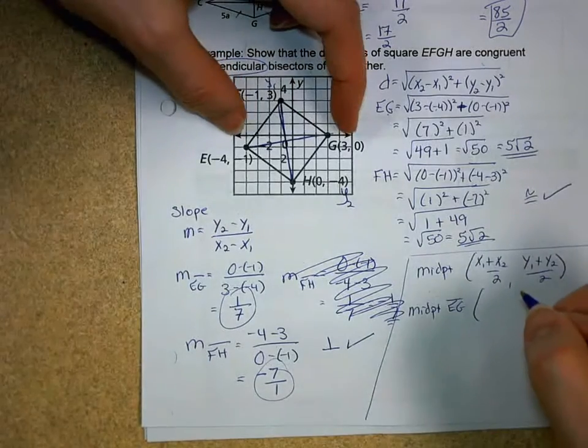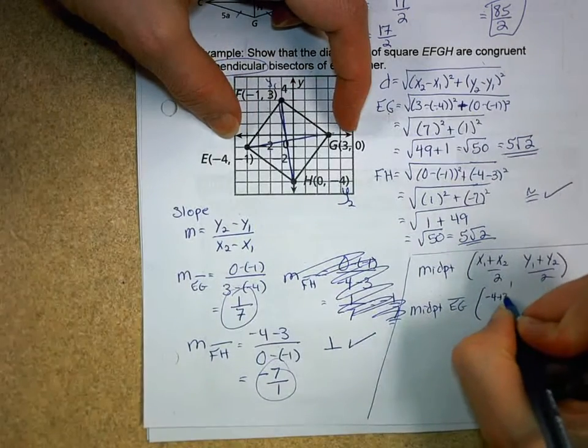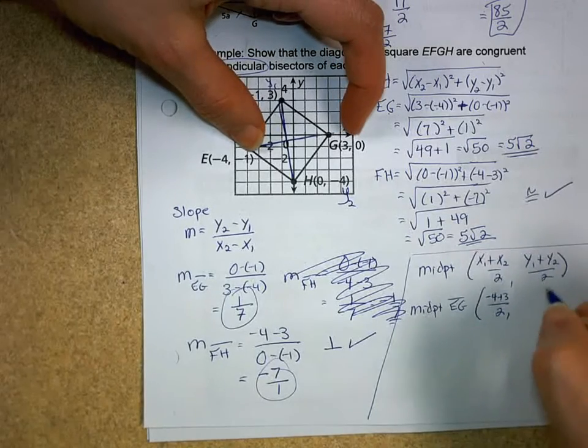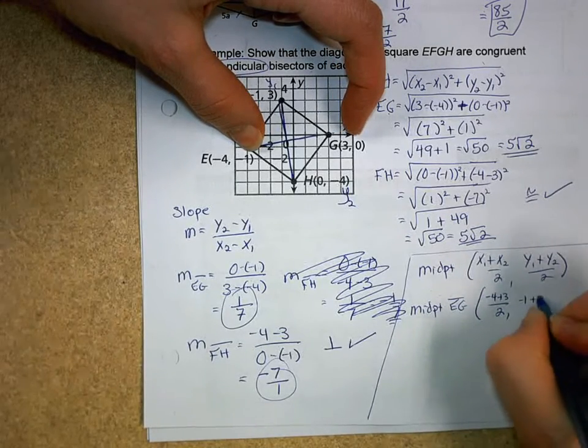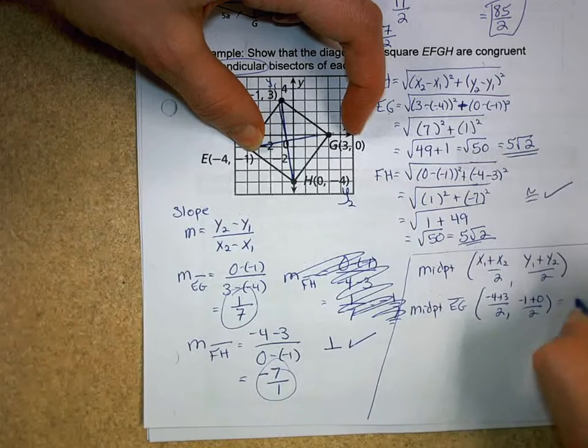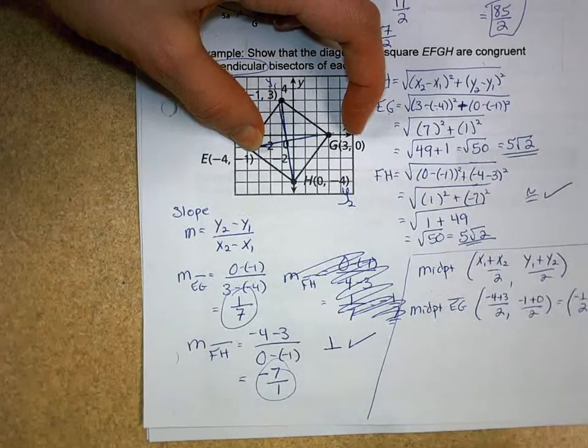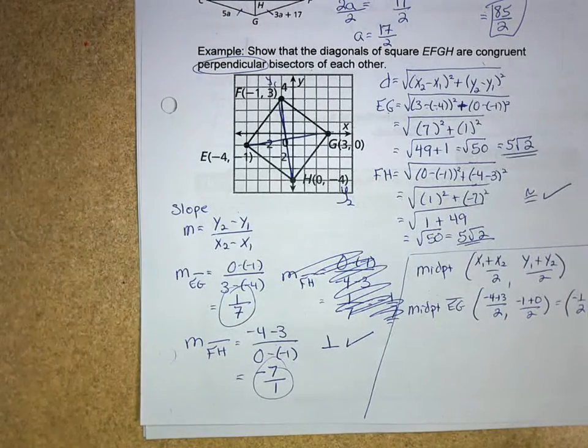So the x's add together. I got a negative 4 plus a positive 3 over 2. Our y's, negative 1 plus 0 over 2. And what I got was a negative 1/2, negative 1/2. Now let's hope the other one is also the same spot, and then we know they're perpendicular bisectors.